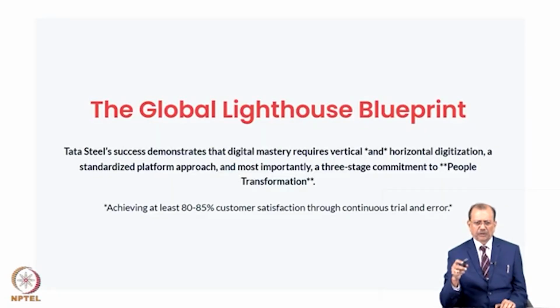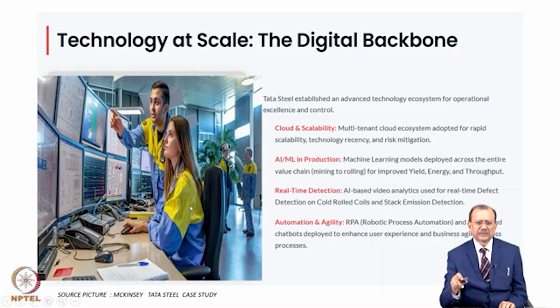So you know about the global lighthouse. We have already discussed it in the 4th week. Tata Steel's success demonstrates digital mastery, requiring a vertical and horizontal digitalization and standardization platform approach, most probably a 3-stage commitment to people transformation. We will see how they have done that.